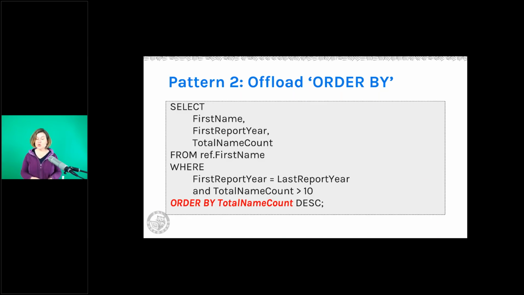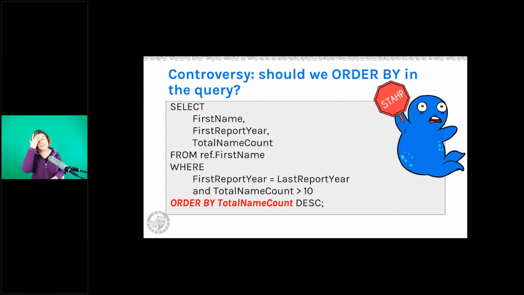Another pattern is to look for portions in the query that are requiring sorts and to offload that. In this case, we're ordering by total name count. Total name count also is a candidate for that leading column in our key. And one of the cool things about indexing is that by specifying key columns, we can physically guarantee order in the index. Now, there is a little controversy around this.